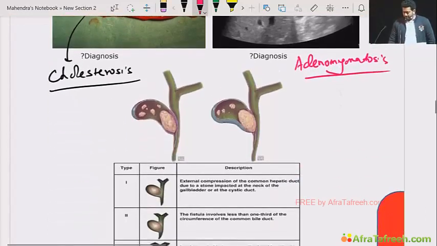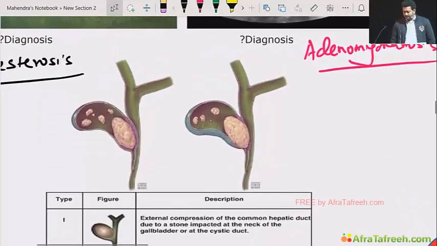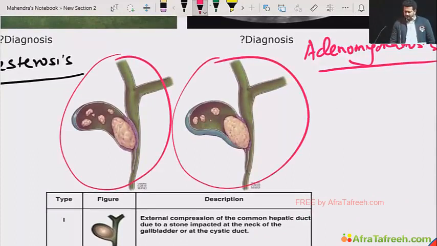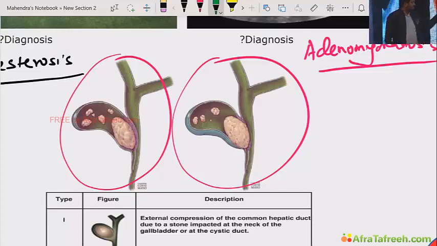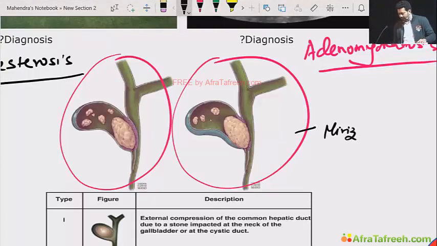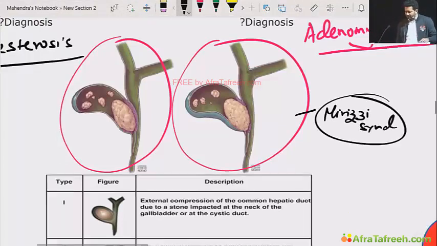Now see, what has happened in this case? What condition is this, where you will see a stone present in the Hartmann's pouch or in the cystic duct, which is causing compression of the main duct? This year in the super specialty exam NEET, this question was asked. This is Mirizzi syndrome. There is a classification of Mirizzi syndrome.